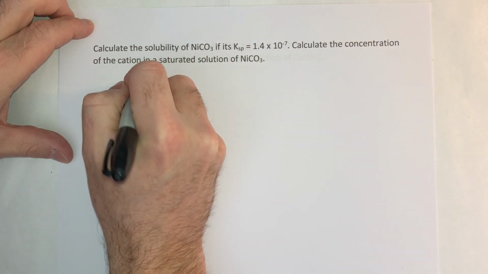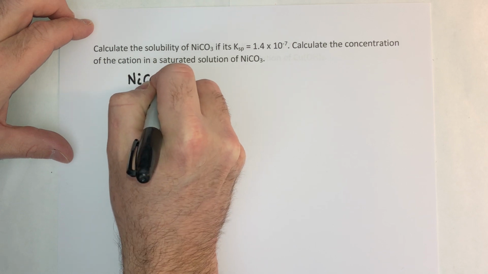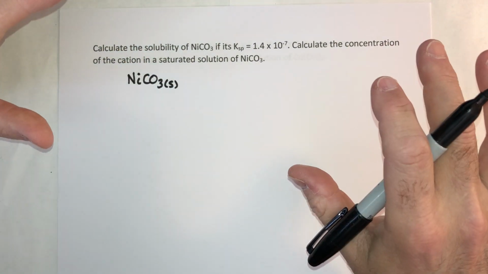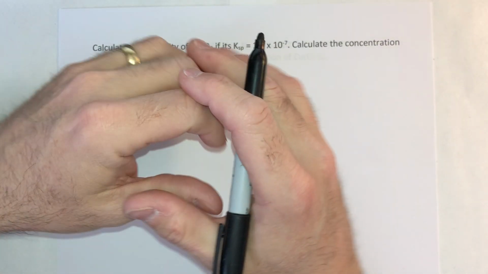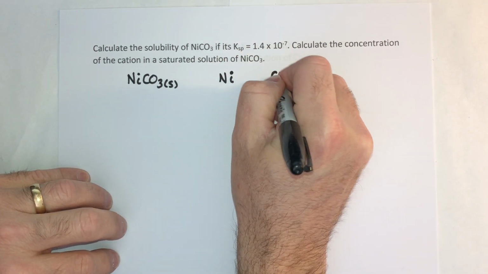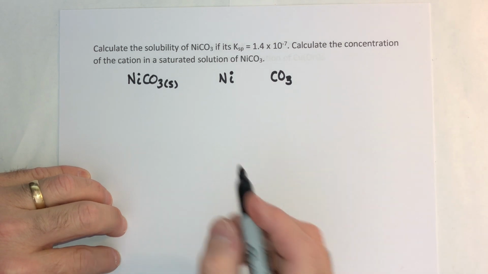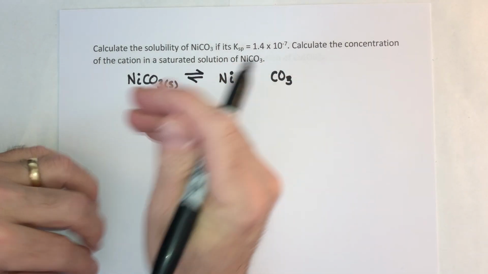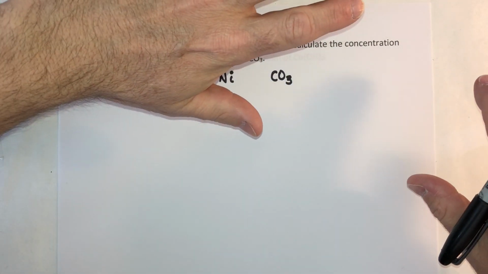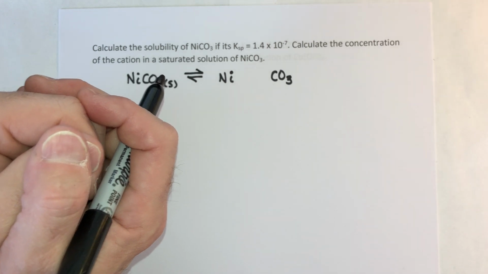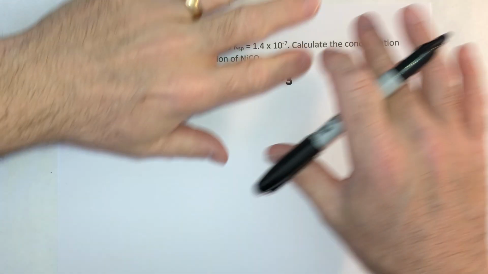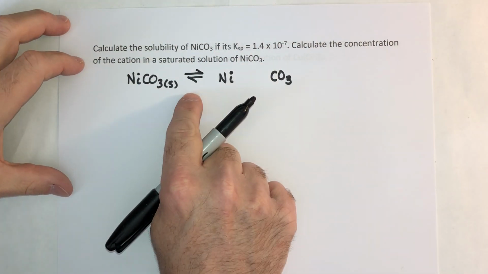So if we try that, I've got nickel 2 carbonate. It is a solid, and when I put it into water, it will dissociate. The nickels and the carbonates will separate from each other, so I will get some nickels and I will get some carbonates. Now this is an equilibrium because as some of the solid nickel 2 carbonate falls apart, some of the ions that have separated will come back together. So you get a cycle: some will fall apart, some will reform. It is an equilibrium.